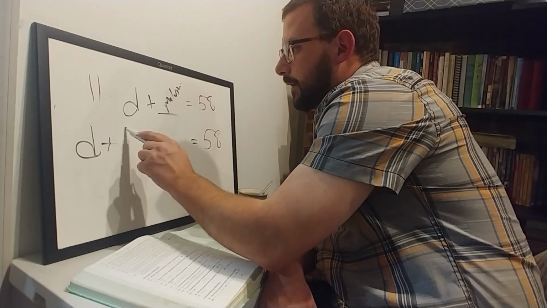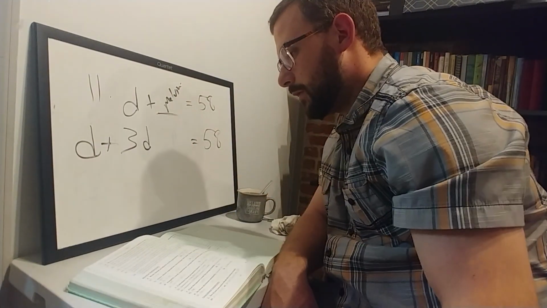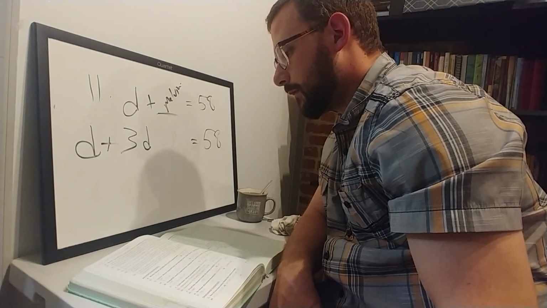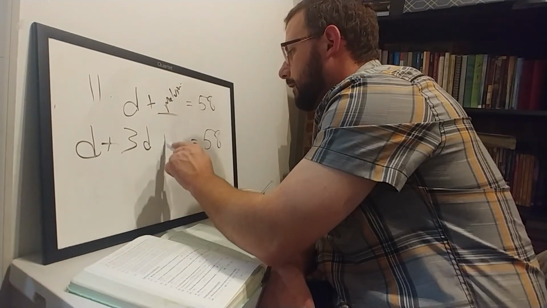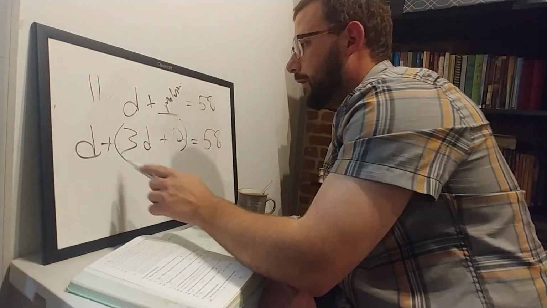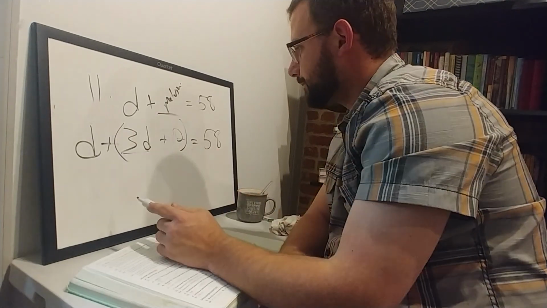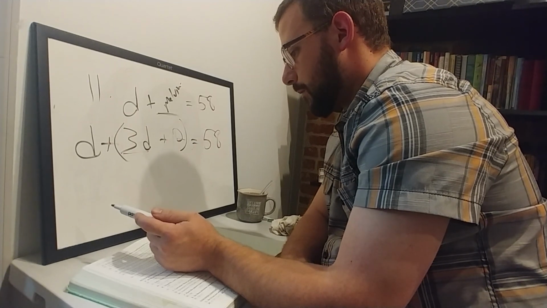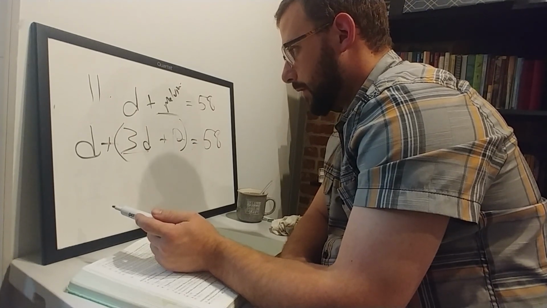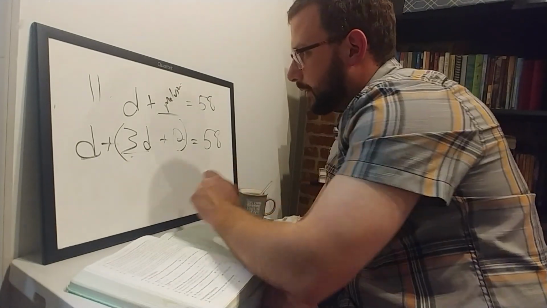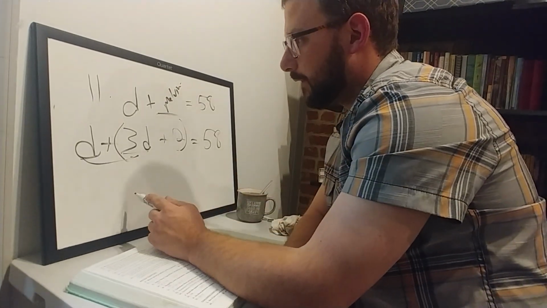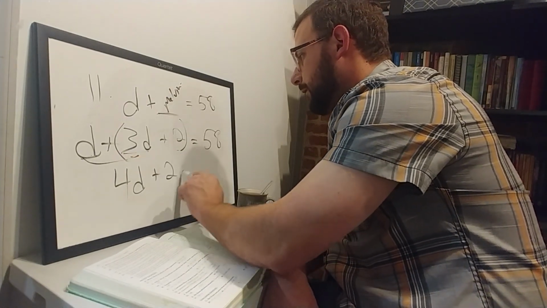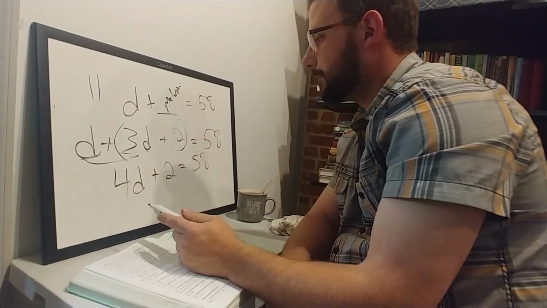So you have Dale times 3, 3D, and 2 more years than that, so plus 2. So this is Melvin right here. He's 3 times Dale plus 2. Alright. So, what can we add? Can we add any of these 3 terms together? Yeah, we can add these 2 together because they're the same. So D plus 3D would be 4D plus 2 equals 58.